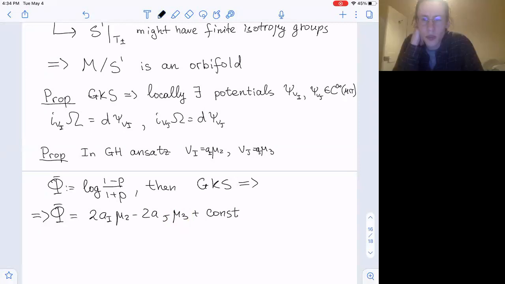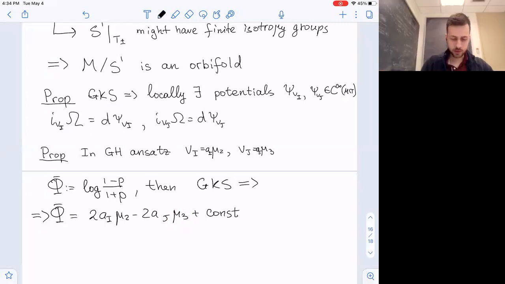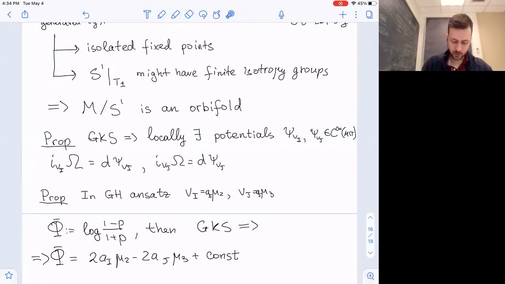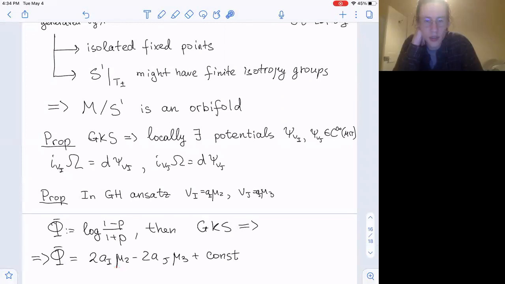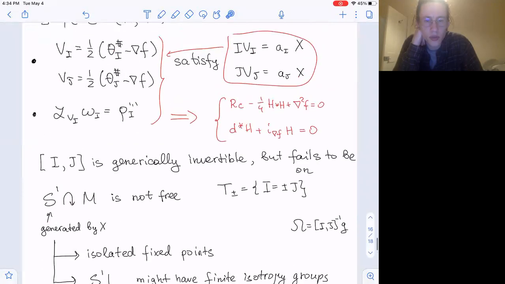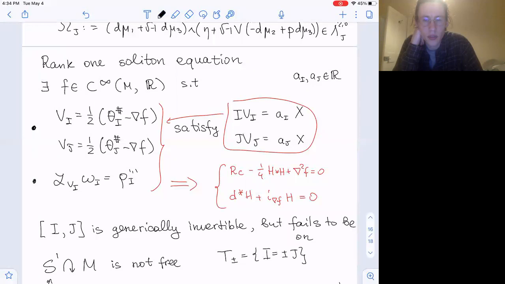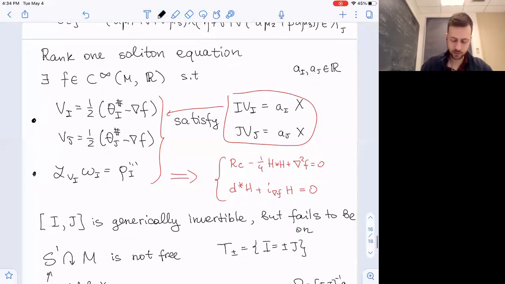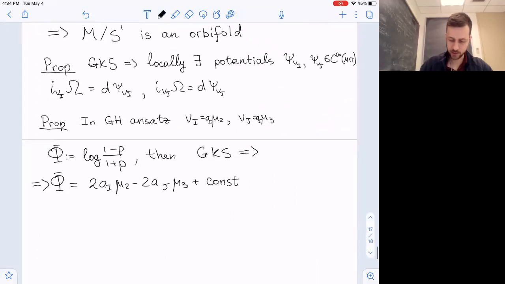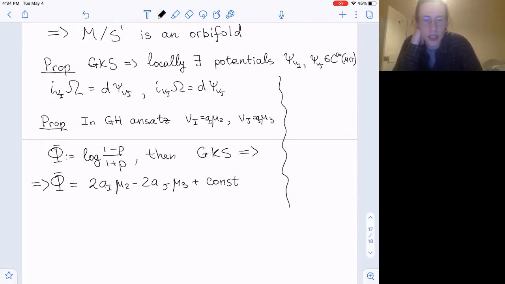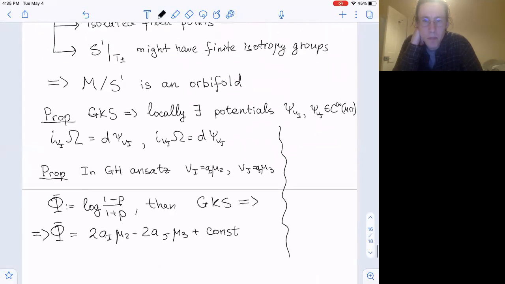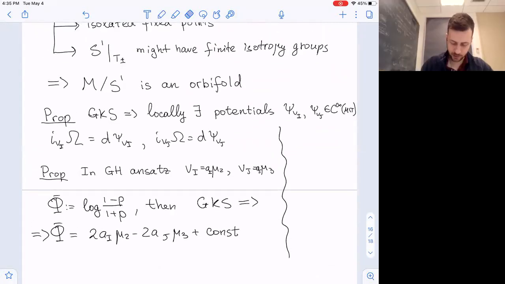I'm confused. What are mu_2 and mu_3? Because you had them initially as vector fields. No, did I have them as vector fields? Well, you said V_i is equal to a_i mu_2, V_i is equal to a_i x. Maybe I should have, let me remind it from the last lecture. Just there, when you write in the GH ansatz, V_i is equal to a_i mu_2 in the proposition. Oh, that's a typo. That's meant to be psi V_i. Thank you.